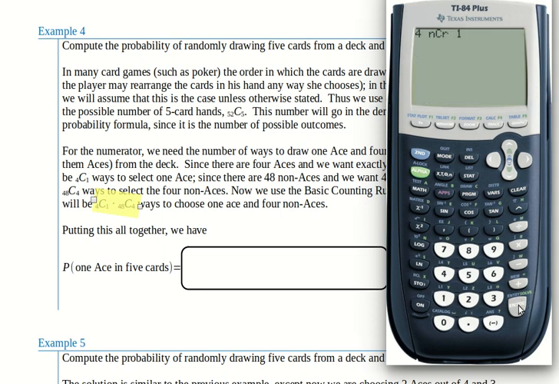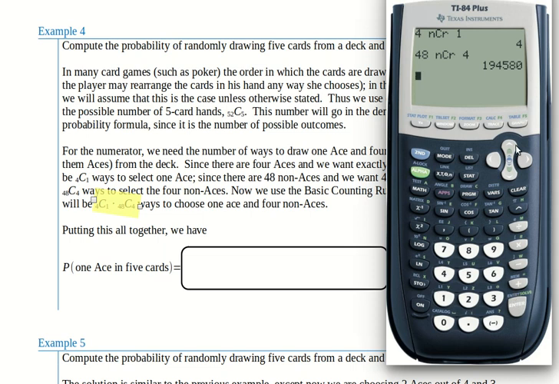Let's convince ourselves of that. So there's 4. Now I'm going to use the arrow key to go up and grab that equation. And I'm going to change the 4 to a 48, which means I need to press second insert and type in, and then I'm going to arrow to the right and then back, 48. And I'm choosing, it probably would have been easier just to go back into the menu for this one, but that's okay. The remaining 4 cards are chosen from the 48 cards that are not aces. So I'm going to press enter.